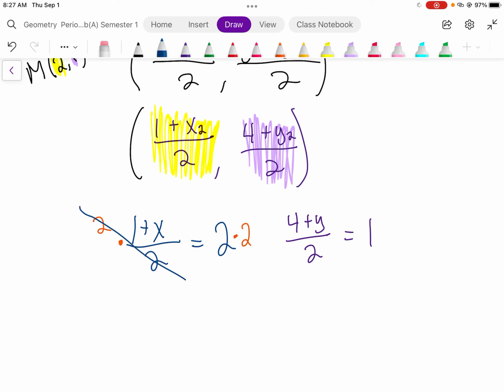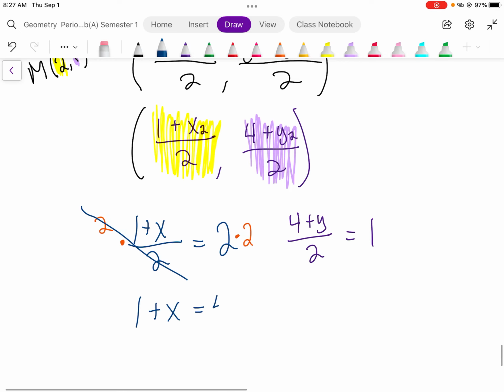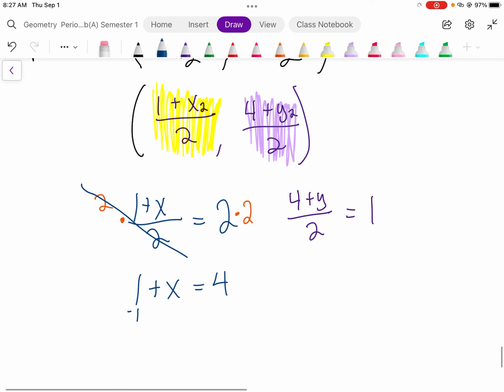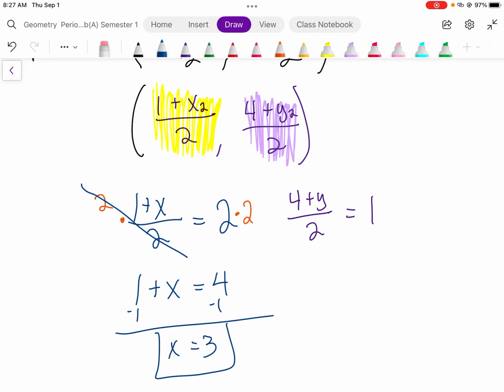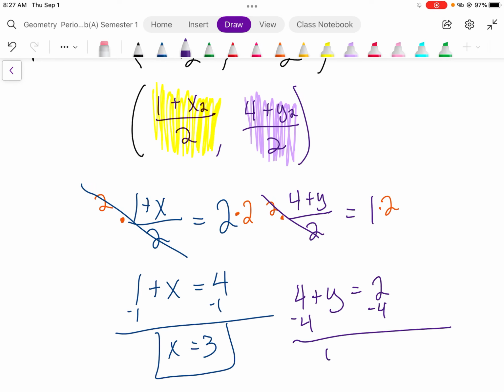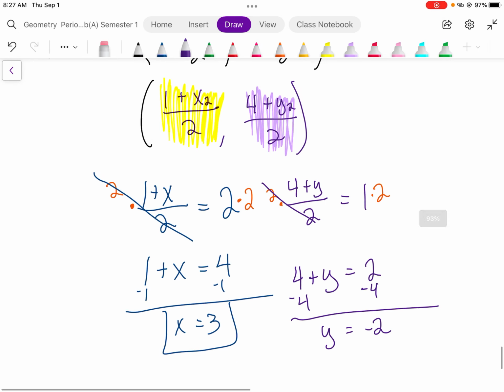So when you do that, these two simplify to a 1, which we don't need anymore. So we would have 1 plus x equals 4. And then we would just subtract 1 from both sides. Then we're going to solve the next one the same way. We're going to start by multiplying by 2. The 2s simplify with each other on the left side, so we're left with 4 plus y is equal to 2, and then we subtract the 4. And we do get y equals -2.